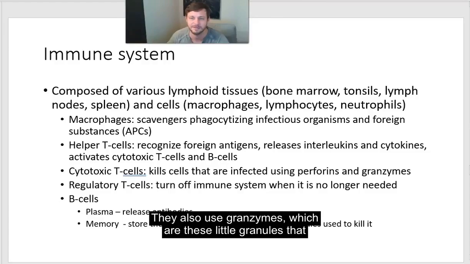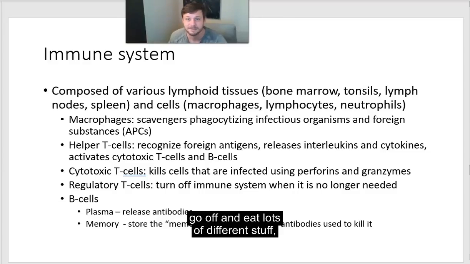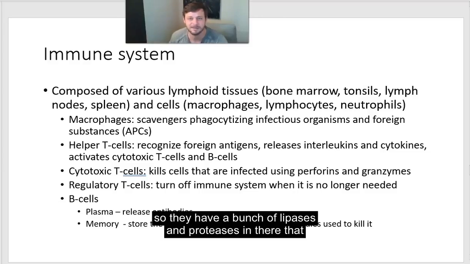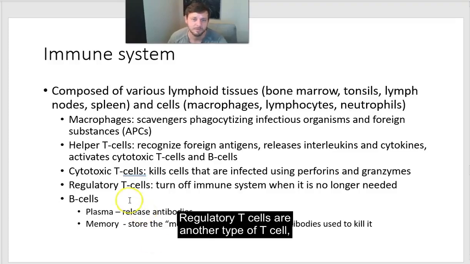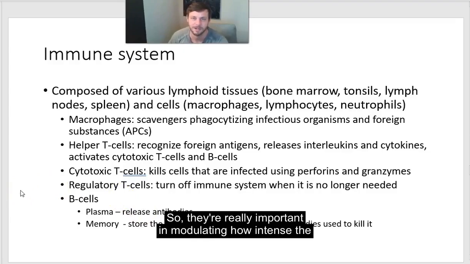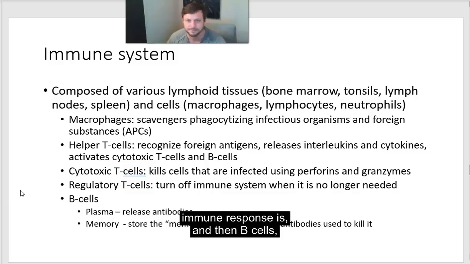They also use granzymes, which are in these little granules. They have a bunch of lipases and proteases in there that destroy those invading cells. Regulatory T cells are another type of T cell. These help turn off the immune system, so they're really important in modulating how intense the immune response is.